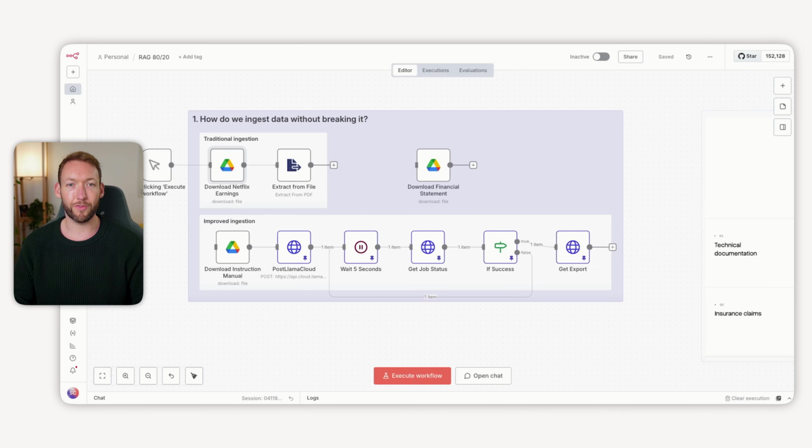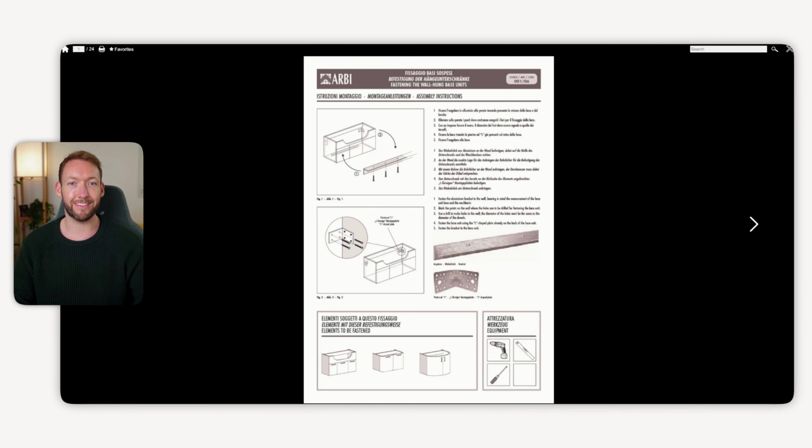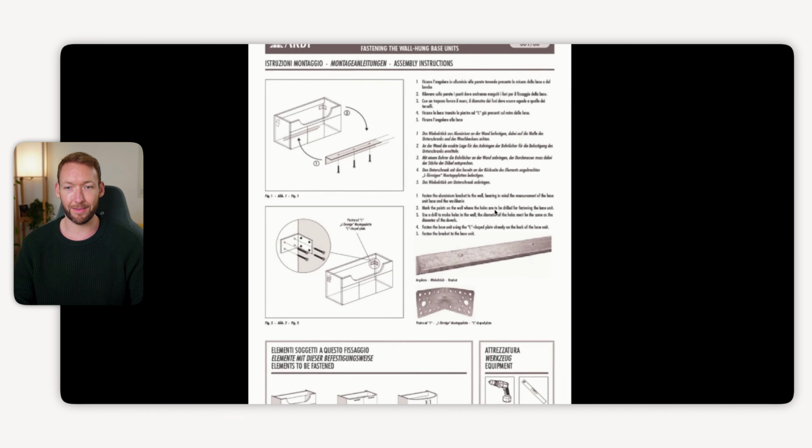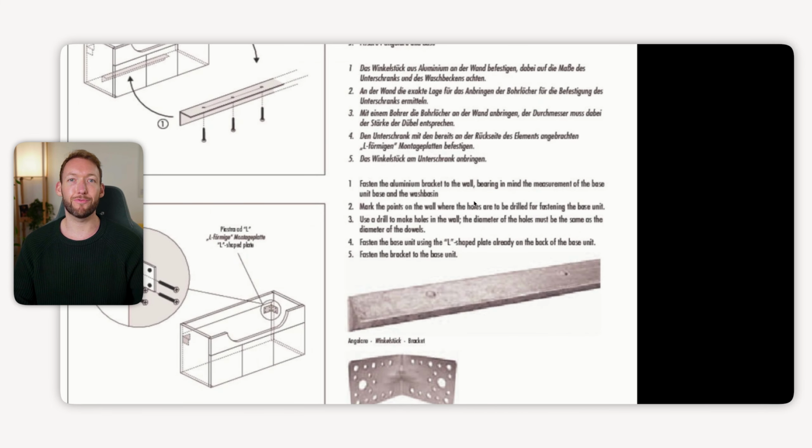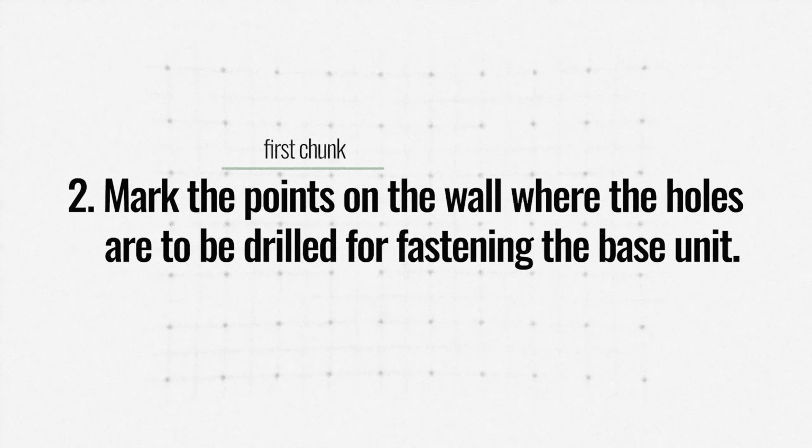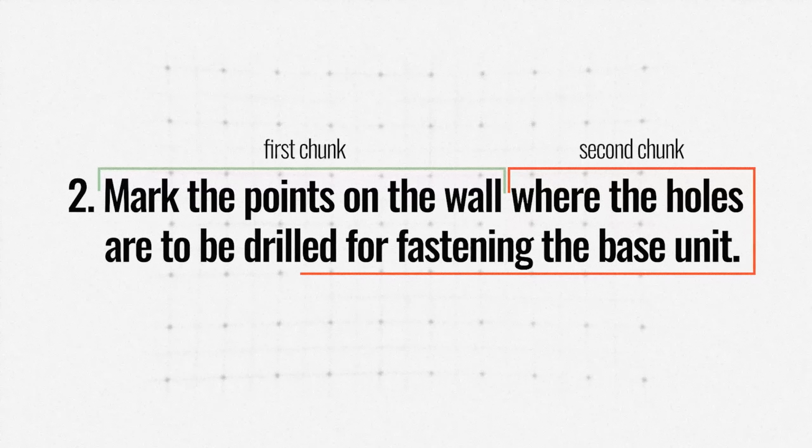So imagine you're feeding your RAG pipeline a tech manual, like these assembly instructions. And a standard RAG process might take this sentence here, mark the points on the wall where the holes are to be drilled for fastening the base unit. And actually when it's storing it, it might just take that sentence and separate it into multiple chunks that are stored separately with no context. So the first chunk might say, mark the points on the wall. And then the rest of the sentence might be segmented into a separate chunk.